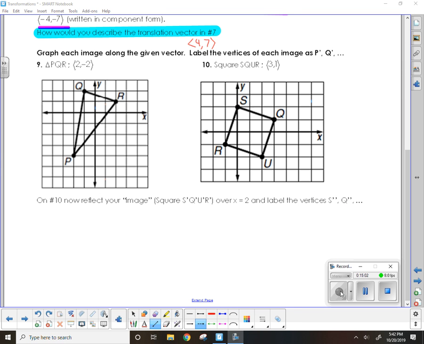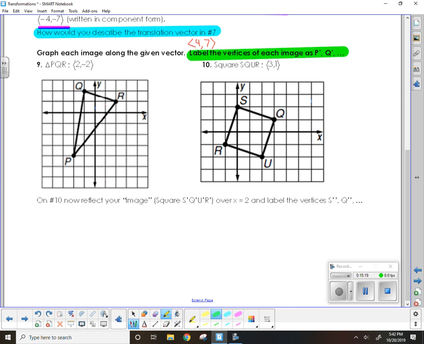All right, we're on our last two examples, so I'm going to get you started and let's see how you do. We're going to graph each image, and we're going to label our points very specifically. When we draw a new point, label the vertices of each image as P' and Q'.